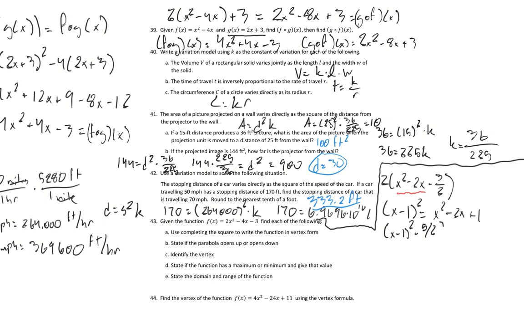And don't forget, outside of all of this is 2. So let's multiply the 2 back in, and we have 2 times x minus 1 squared minus 5. And that is the same function. So here we go. That's it in vertex form. So I'll write 2(x minus 1) squared minus 5.